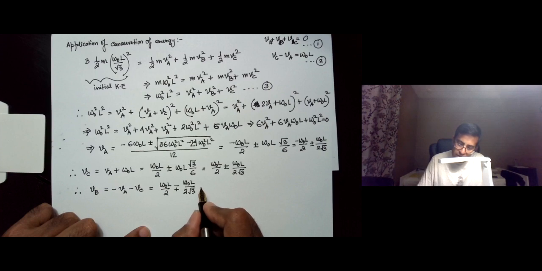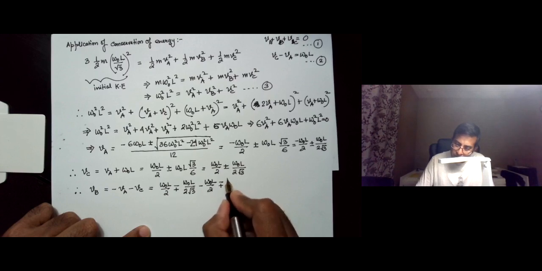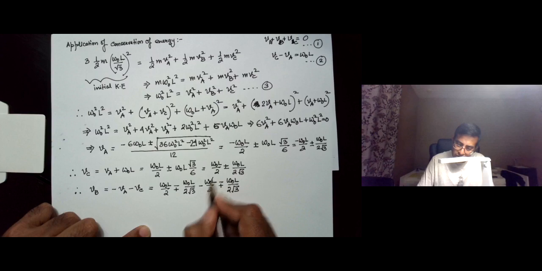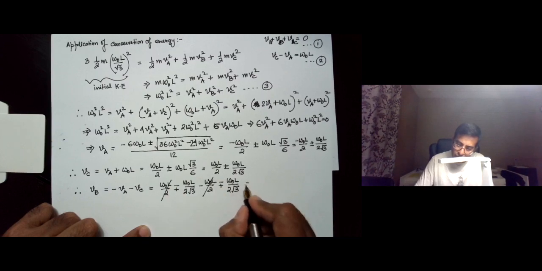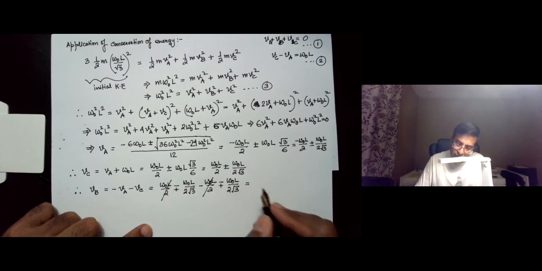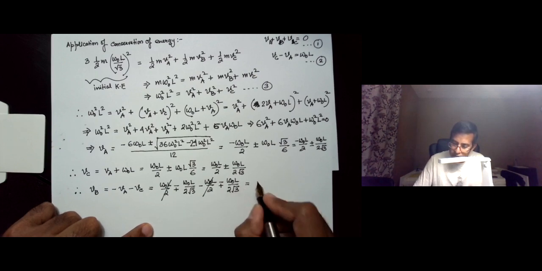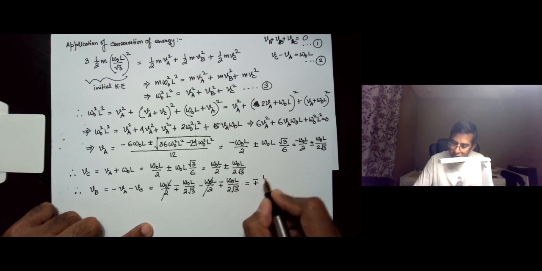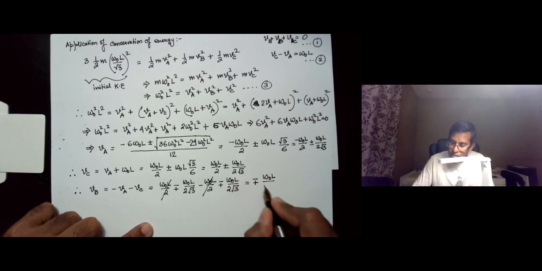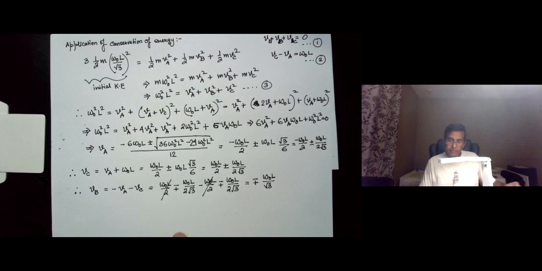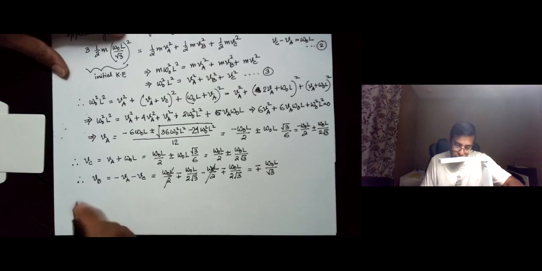Similarly for C, it's going to be minus omega naught L over 2 minus plus omega naught L over 2 square root 3. So this guy will cancel, and what we will have is either minus omega naught L over square root 3 or plus omega naught L over square root 3. So minus plus omega naught L over square root 3. So therefore we have two solutions.